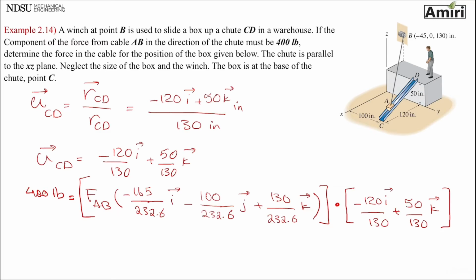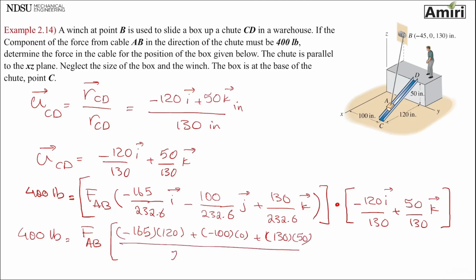So I've done the math, but this is what you're going to get. 400 pounds equals FAB. Remember, this dot product should result in a scalar. The other side is also a scalar. No IJKs anywhere. It's going to look something like this: minus 165 times minus 120, plus minus 100 times 0, plus 130 times 50, divided by 232 and 130.